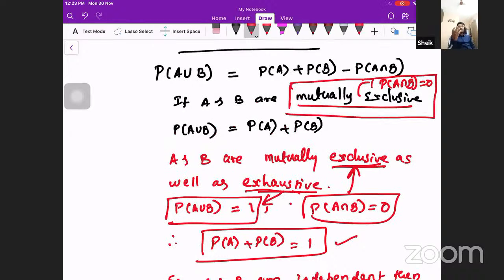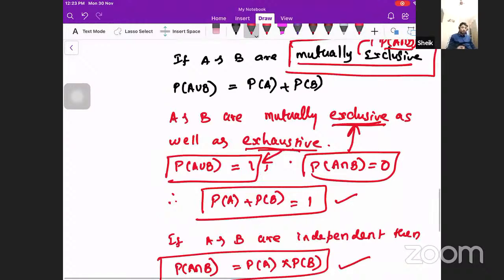Sometimes they can ask, if A and B are mutually exclusive, what is the condition? Or if P of A intersection B is equal to 0, then what is the relation between A and B? This kind of questions are very important. So please remember, if it is mutually exclusive, then P of A intersection B is equal to 0. If it is mutually exhaustive, then P of A union B is equal to 1.